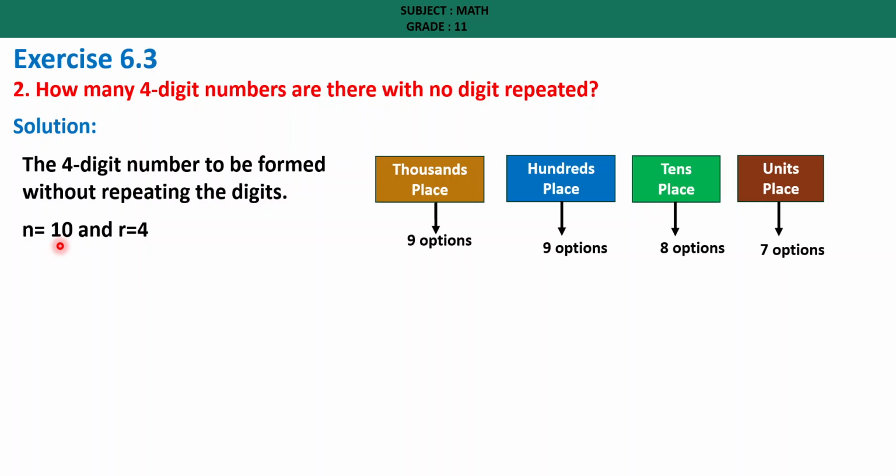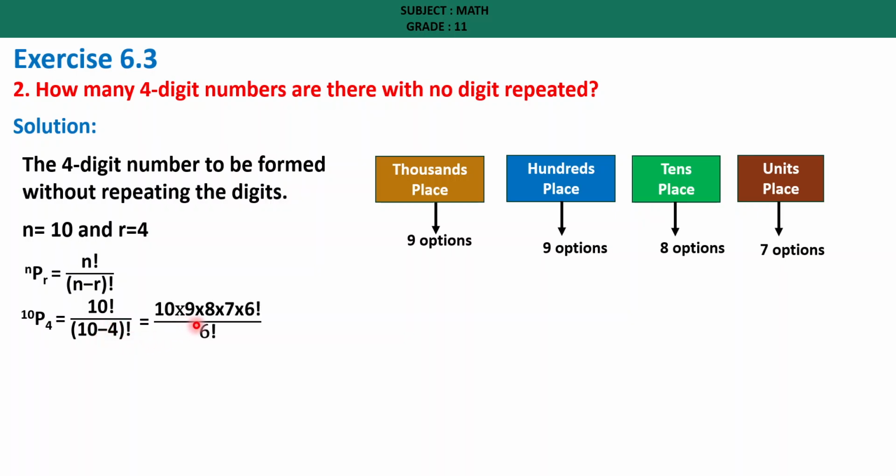Now here n is equal to 10 because the digits are 0 to 9. The number of digits is 10 and r is equal to 4. nPr is equal to n factorial divided by (n minus r) factorial. This is 10P4, that is 10 factorial divided by (10 minus 4) factorial.